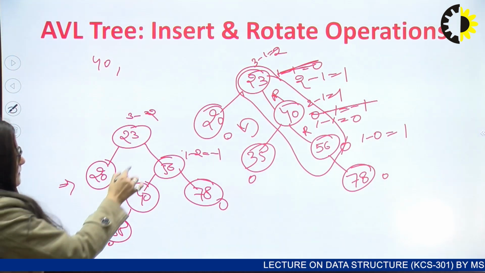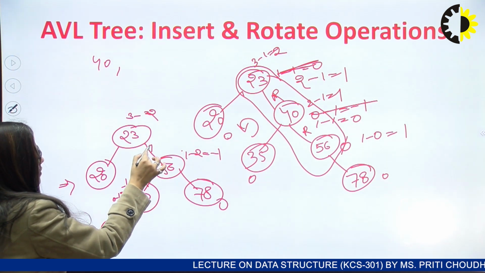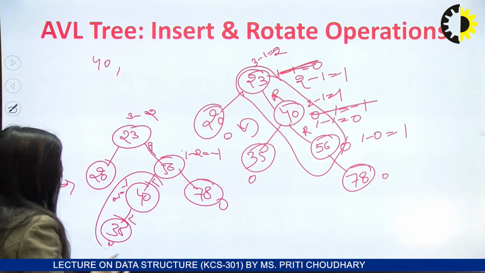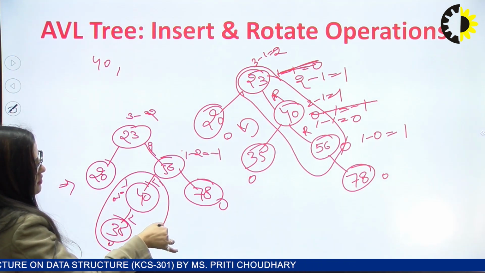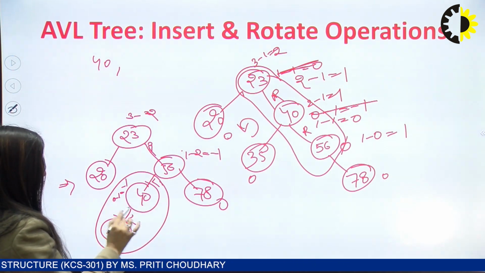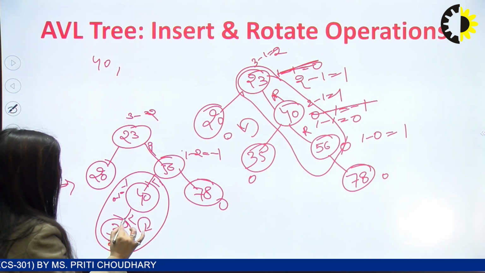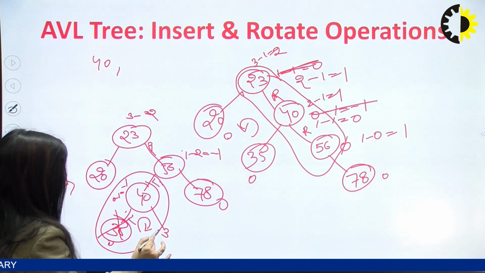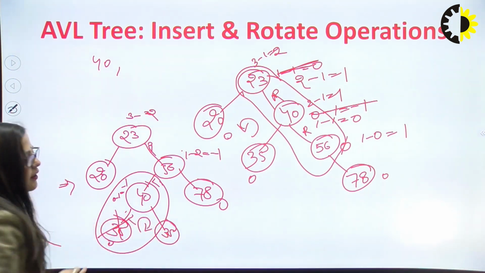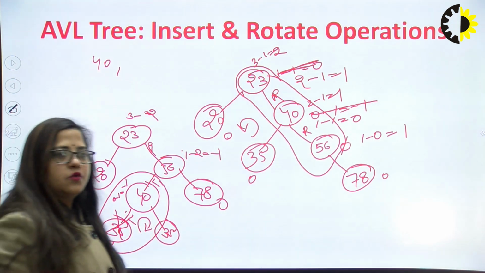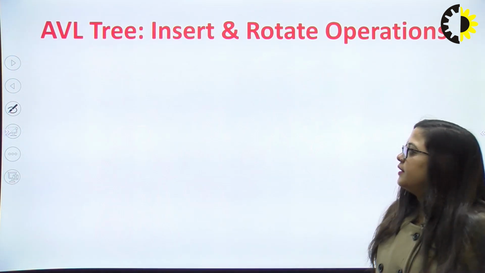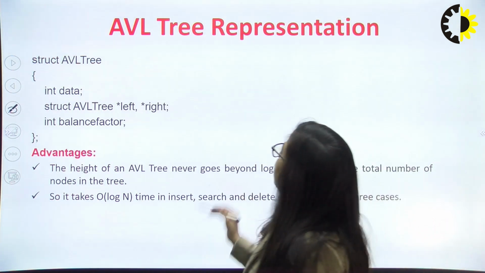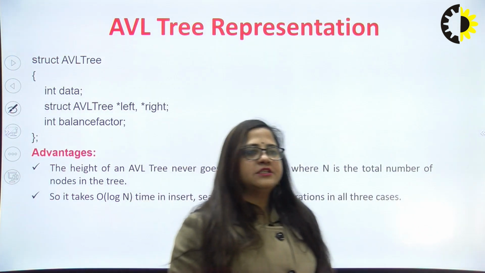So what is here? It is right, left, left. The first condition is checked. Move in this direction, move in this direction. If you want to move this direction, then 35 is removed here and comes here. So it is done. This is the AVL tree representation structure.